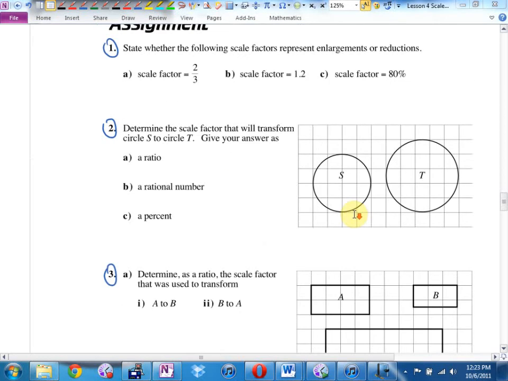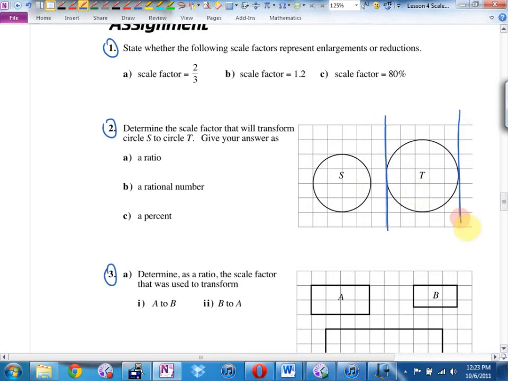So it says, determine the scale factor that will transform circle S to circle T. How wide is circle S? How many squares wide count? How many squares wide is circle S count? 4. How many squares... Whoop, pen me. How many squares wide is circle T count? Yeah, it's a 4 to 5.